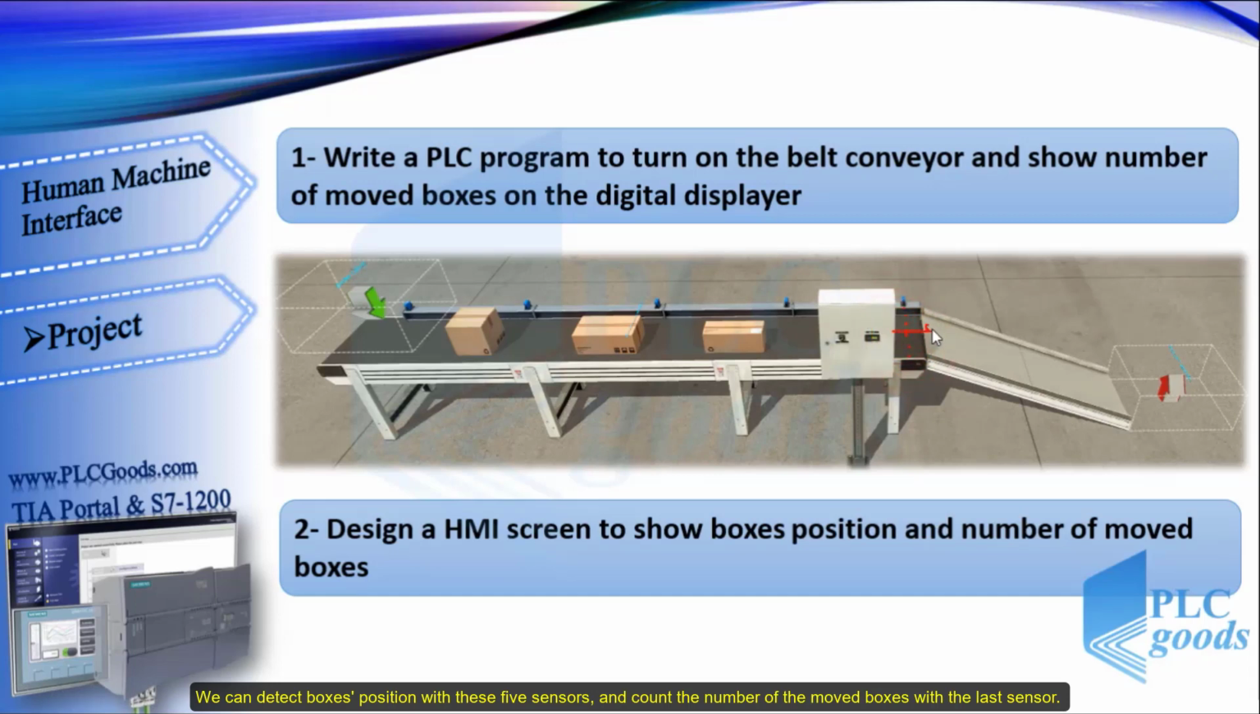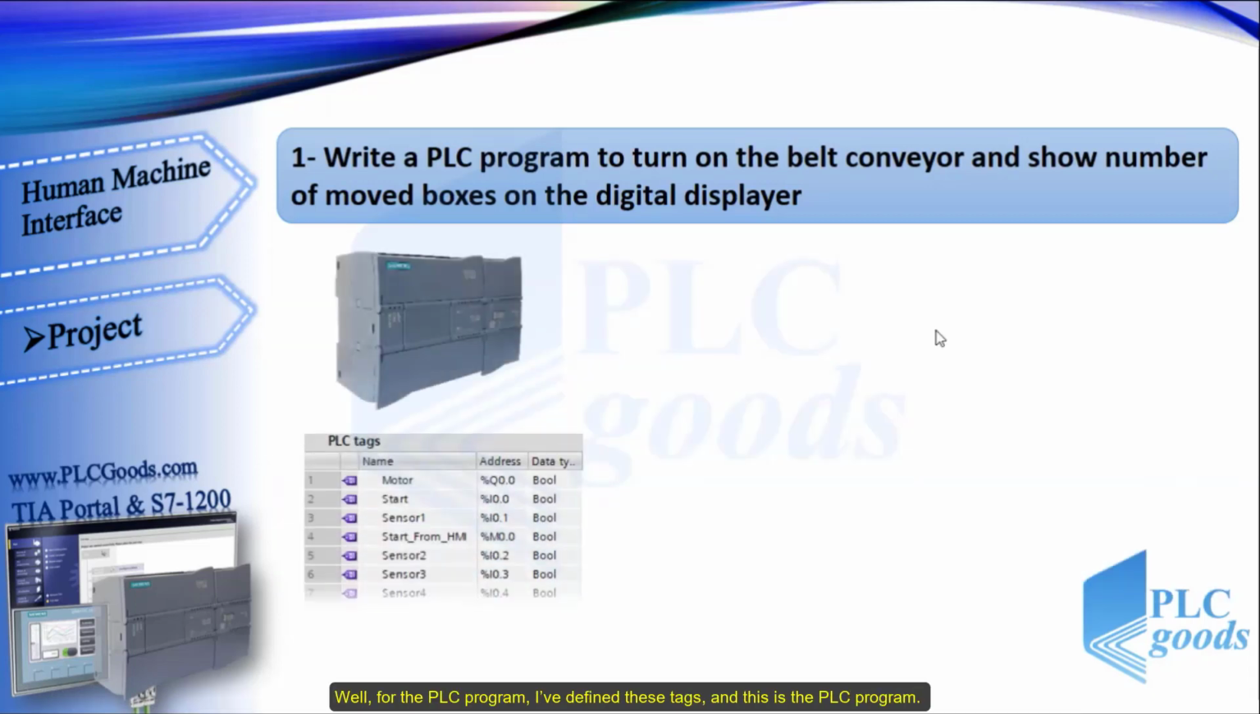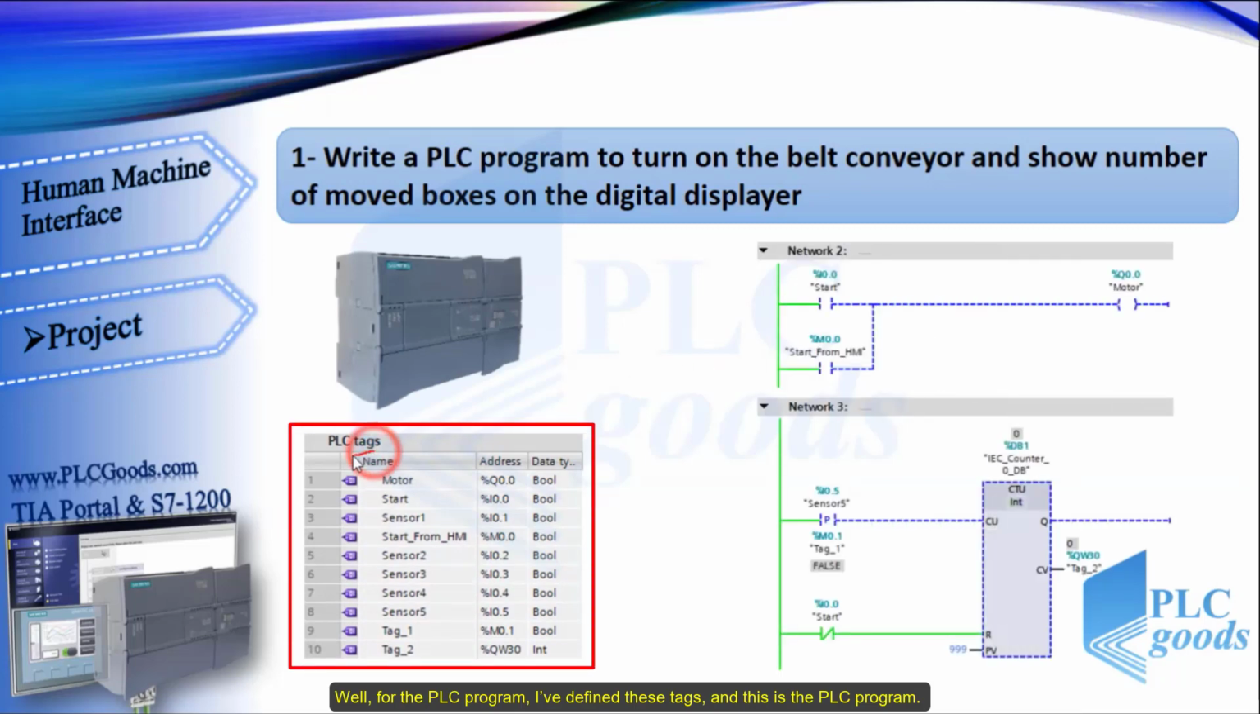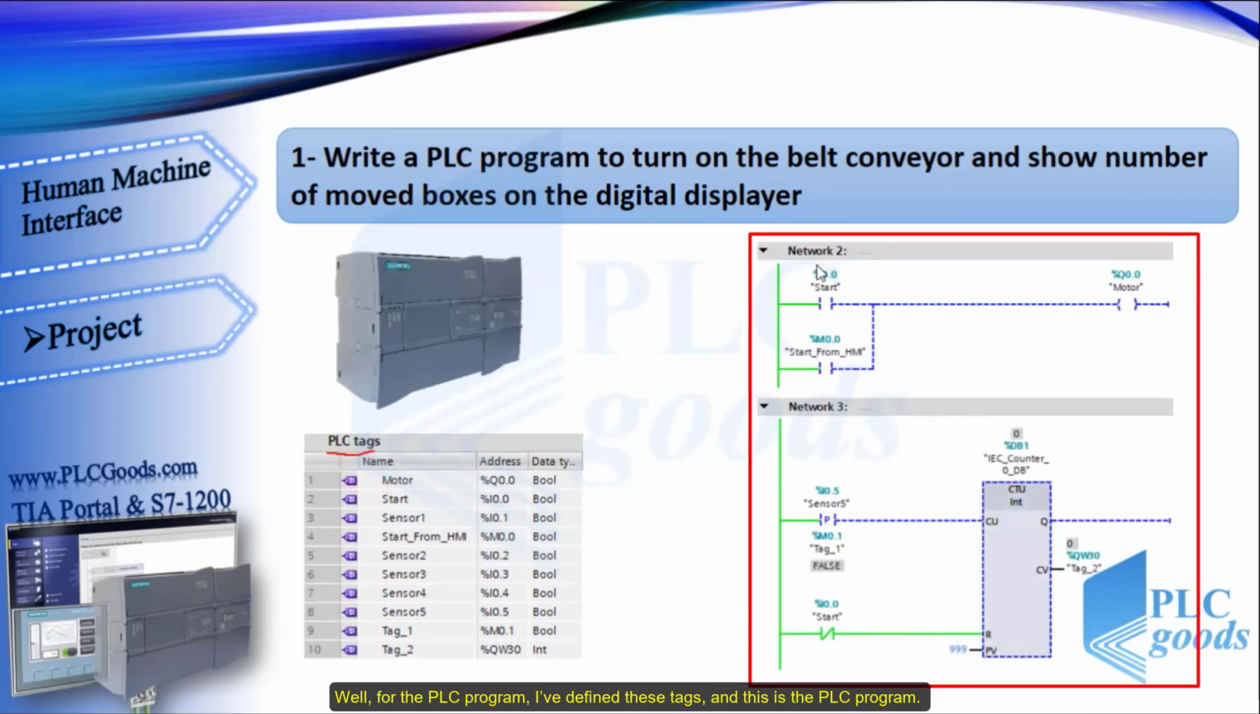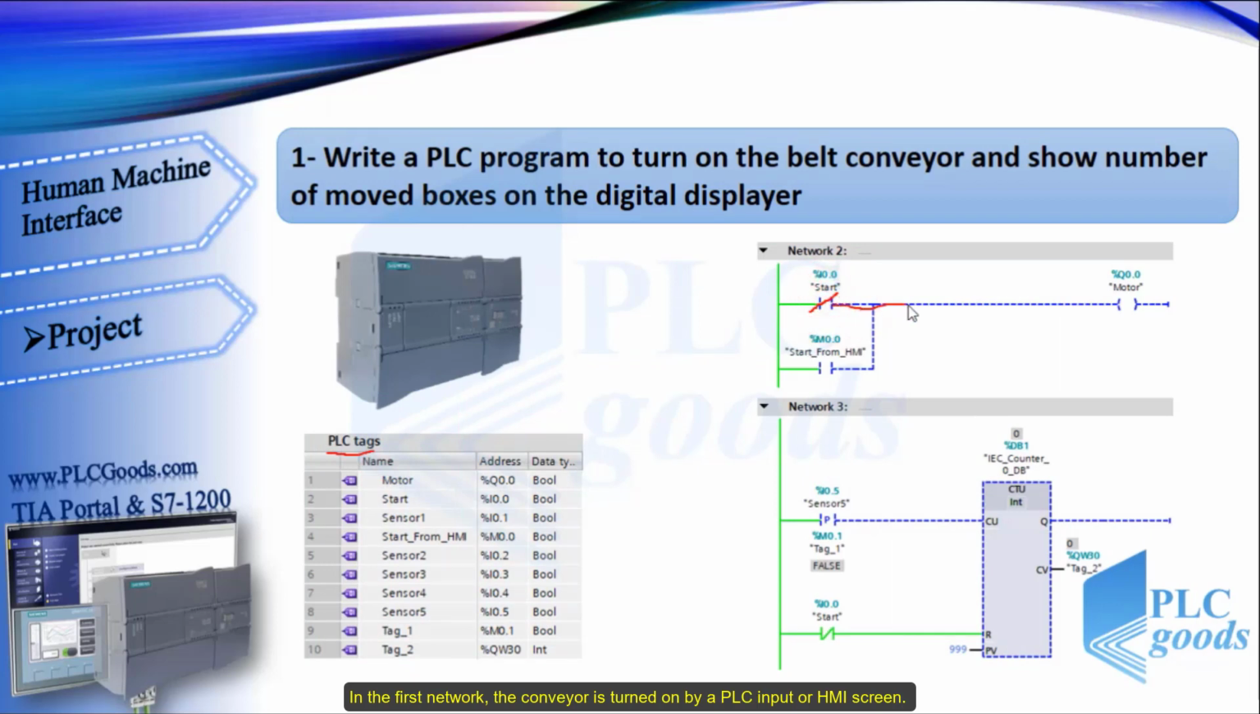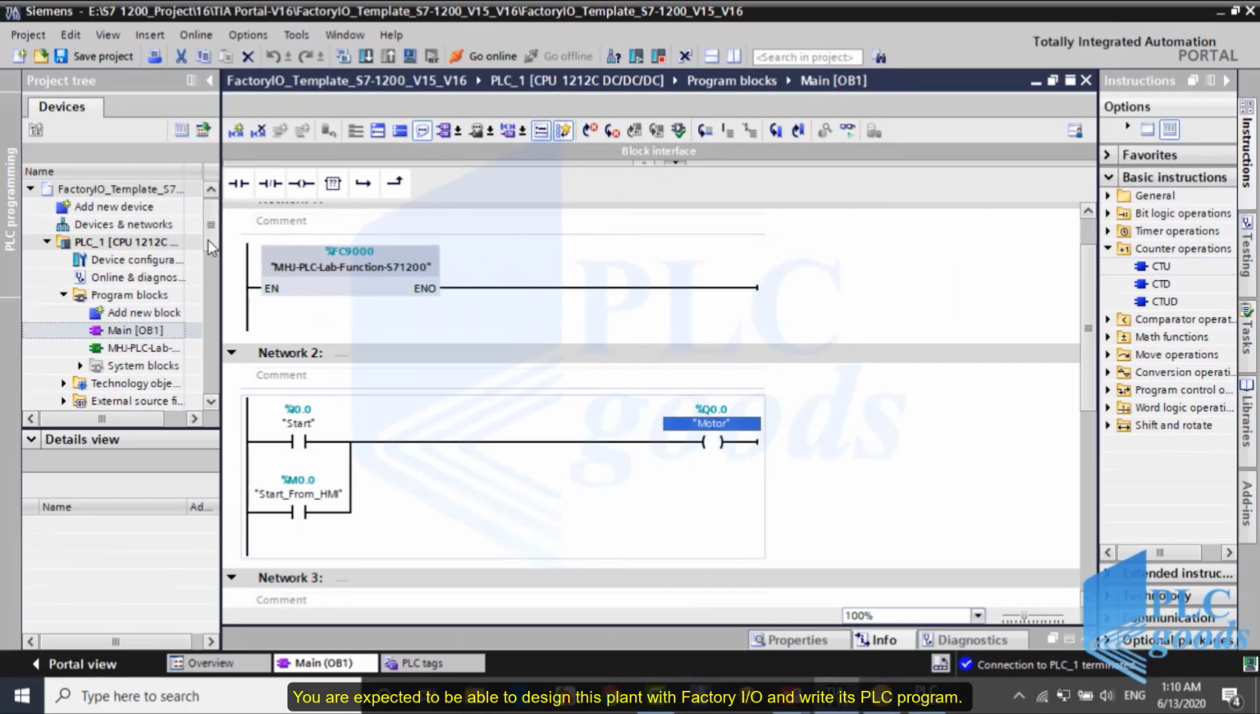Well, for the PLC program, I have defined these tags, and this is the PLC program. In the first network, the conveyor is turned on by a PLC input or HMI screen. In the next network, a counter counts the moved boxes. You are expected to be able to design this plant with Factory IO and write its PLC program. So let's do the HMI part.